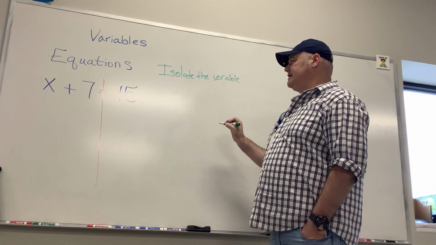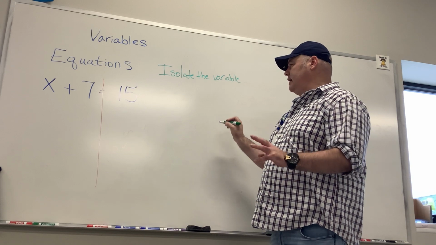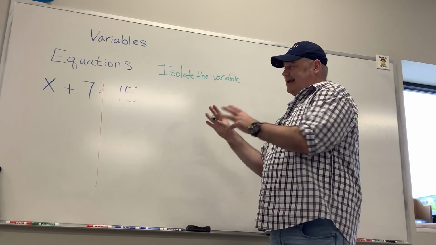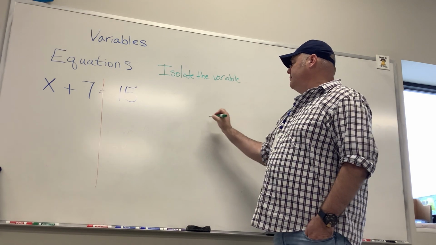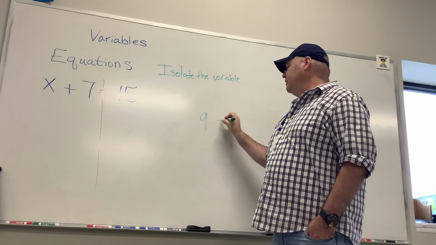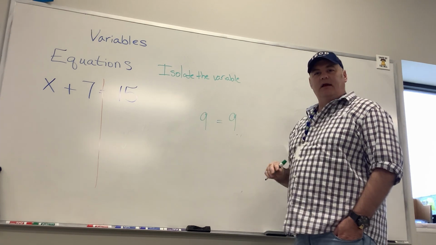And let's say, and I know I'm jumping around a little bit, but this is kind of how you have to work this in. I really try to explain why we do this. But let's say I have 9 equals 9. That's a true statement, right? 9 equals 9. We all agree on that?